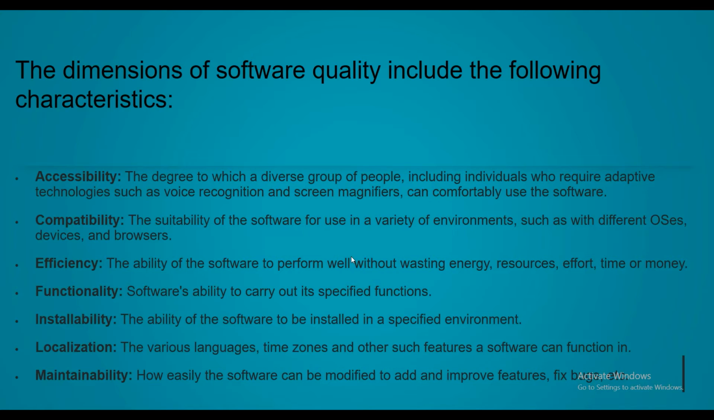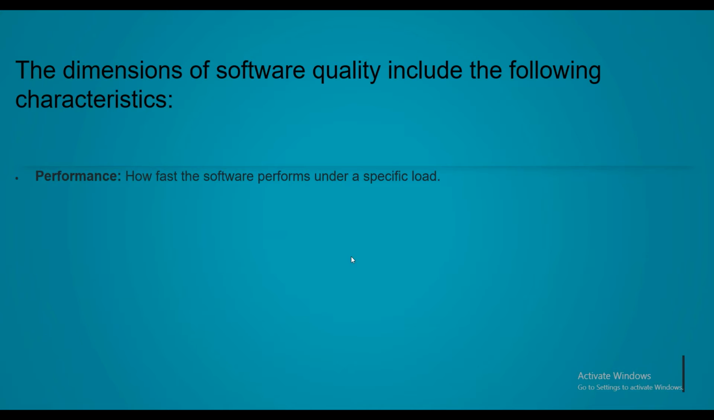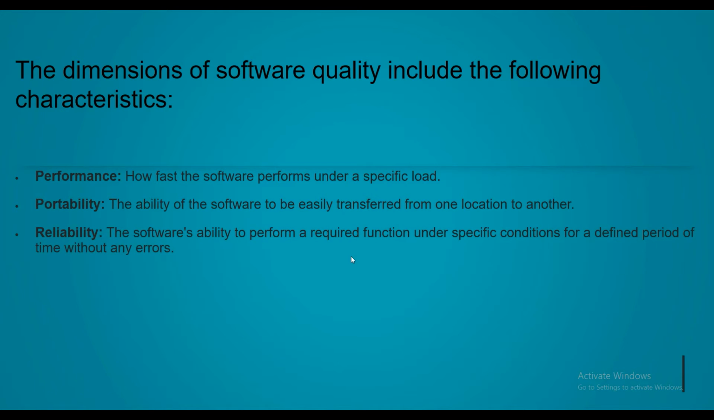And the seventh is maintainability, how easily the software can be modified to add and improve features, fix bugs, etc. The eighth is performance, how fast the software performs under a specific load. And the ninth is portability, the ability of the software to be easily transferred from one location to another. Then reliability, the software's ability to perform a required function under specific conditions for a defined period of time without any errors.